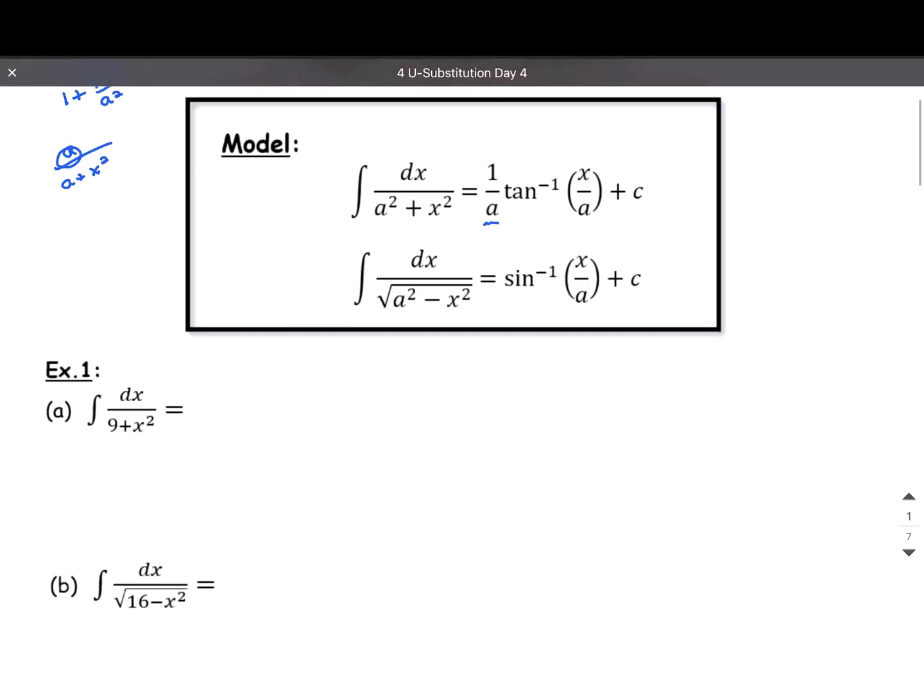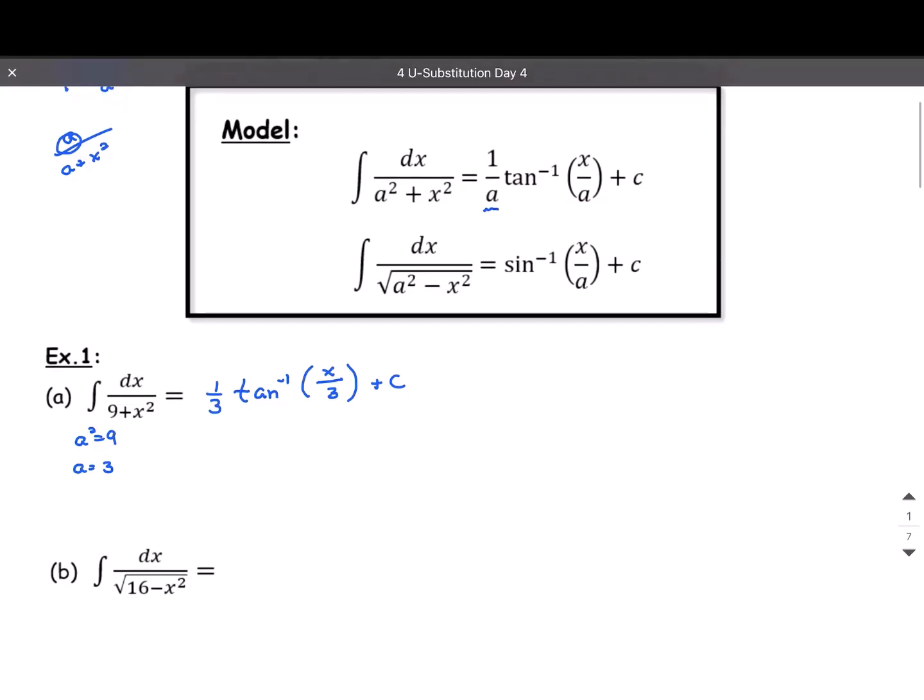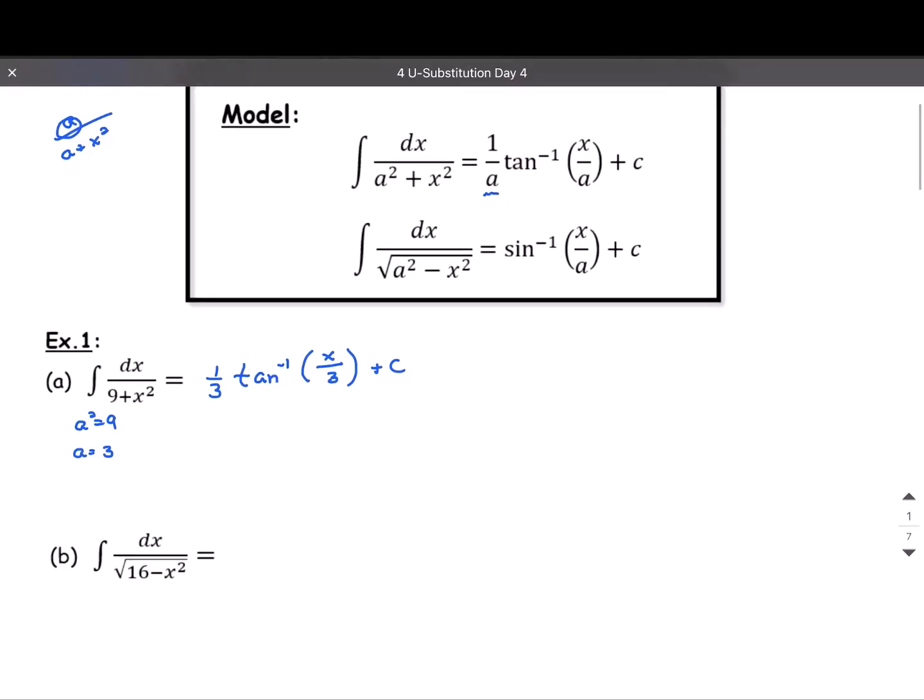All right, so here's how this works. Let's say we have an example here. So this is the integral of dx over 9 plus x squared. If we look at this, a squared is 9, which means a is 3. That's in the form 1 over a squared plus x squared. So that tells me this is a tan inverse, an arctan of x over the a, which is 3. Don't forget to divide out by the a, plus c.